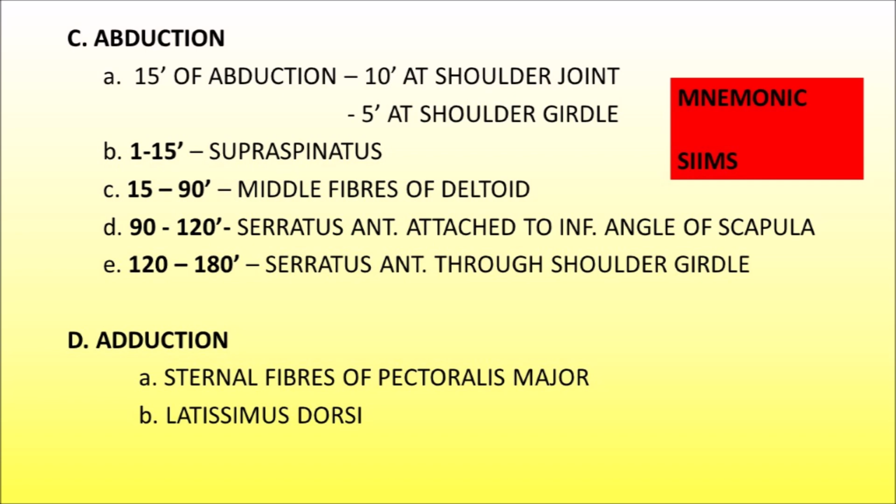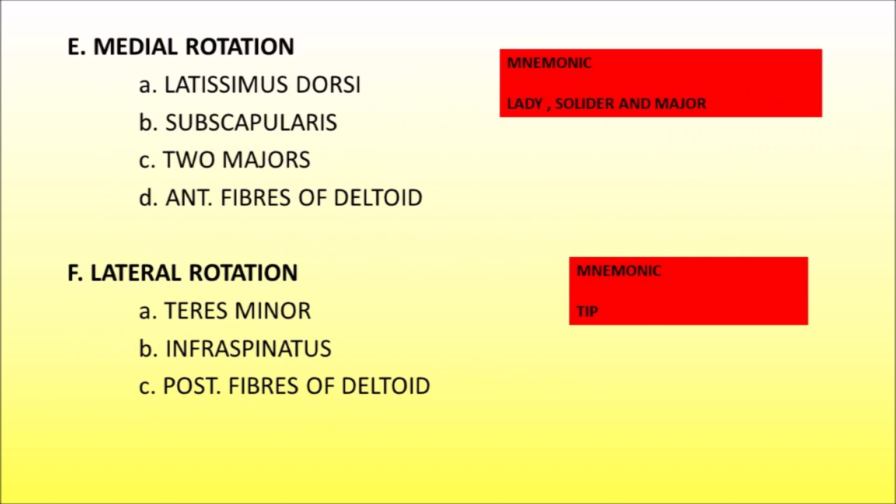Remember the mnemonic SIMS, where S stands for supraspinatus, I for the inferior angle of the scapula, M for the middle fibers of the deltoid, and the last S for the serratus anterior through the shoulder girdle. And now let us move on to adduction. Adduction is shown by the sternal fibers of the pectoralis major and latissimus dorsi.